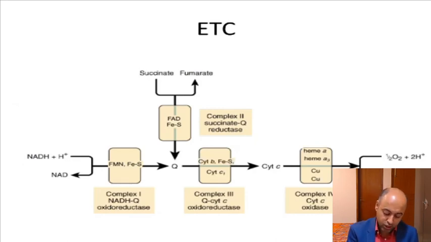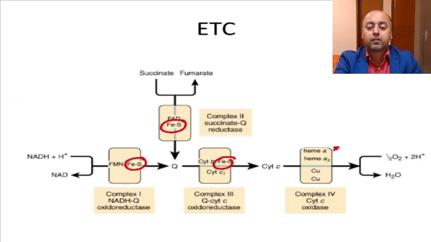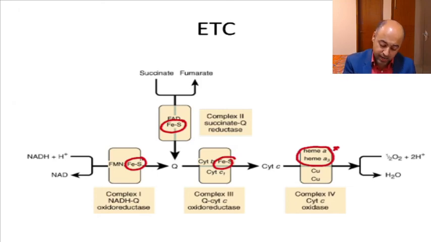Please note, each of the complexes 1, 2 and 3 contains FeS, but not complex 4. In addition, you can see the presence of heme in complex 4, which is not there in complex 1, 2 and 3. And secondly, the presence of copper, again not present in 1, 2 and 3. It is present only in complex 4.